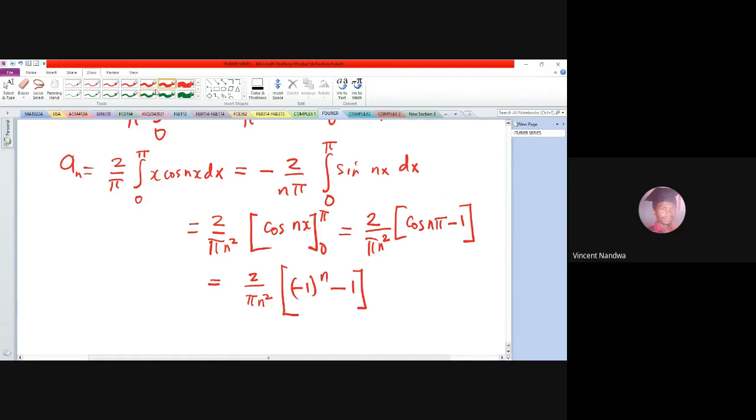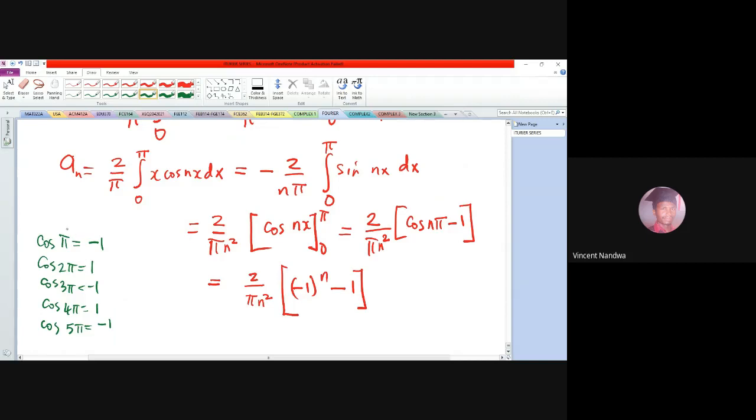So remember, this is how you obtain this value: cosine of pi when n is 1 is negative 1. When n is 2, cos of 2 pi is positive 1. Cos of 3 pi is negative 1. Cos of 4 pi is positive 1. Cos of 5 pi is negative 1. So when n is odd, we get negative 1, and when n is even, we get positive 1.